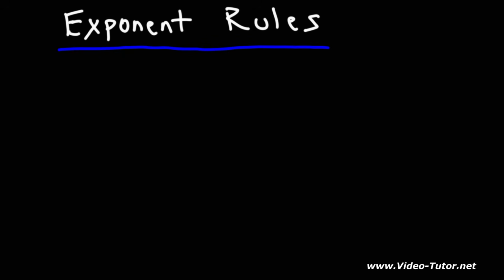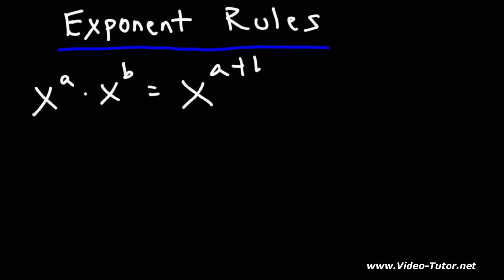In this lesson, we're going to go over 4 basic rules of exponents. So let's begin. Here's the first one. x to the a times x to the b is equal to x to the a plus b.